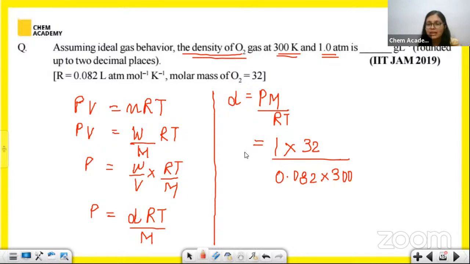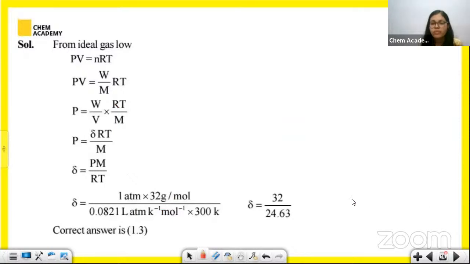Quickly solve this and tell me what the answer should be. So the answer from here should come out to be 1.3 after solving it. Your delta is the same as D or density. Okay, Makran, very good.